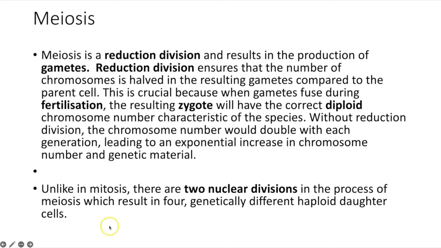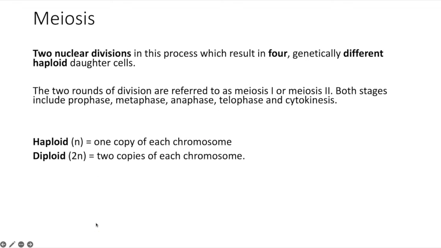Now, unlike in mitosis, there are two nuclear divisions. That's why we end up with a reduction in the chromosome number, and we get four genetically different haploid cells. We have two rounds of division that are referred to as meiosis 1 for the first round and meiosis 2 for the second round. Both include the same stages: prophase, metaphase, anaphase, telophase, and then cytokinesis to split the cytoplasm and the cell membrane to create two new cells.